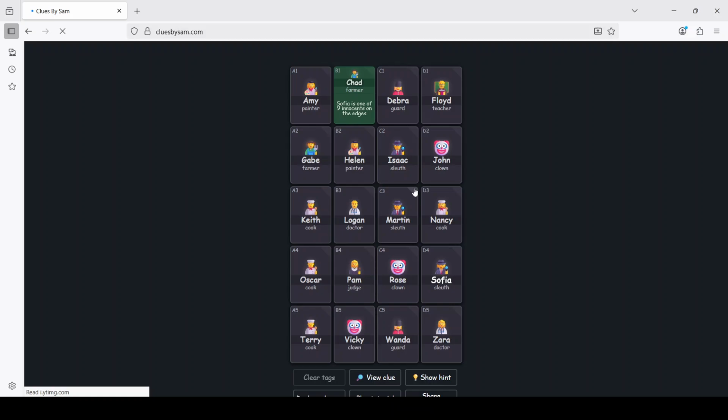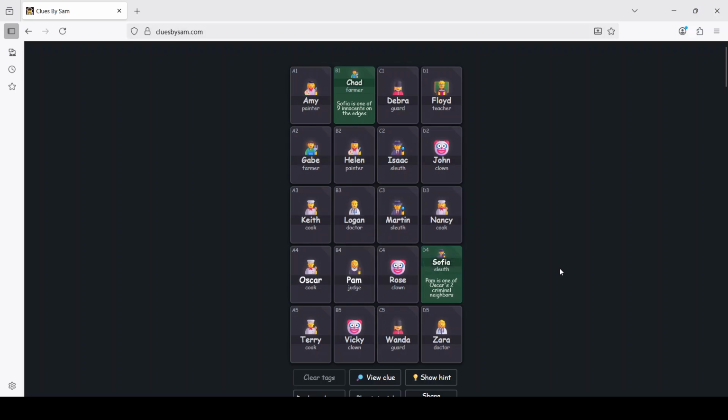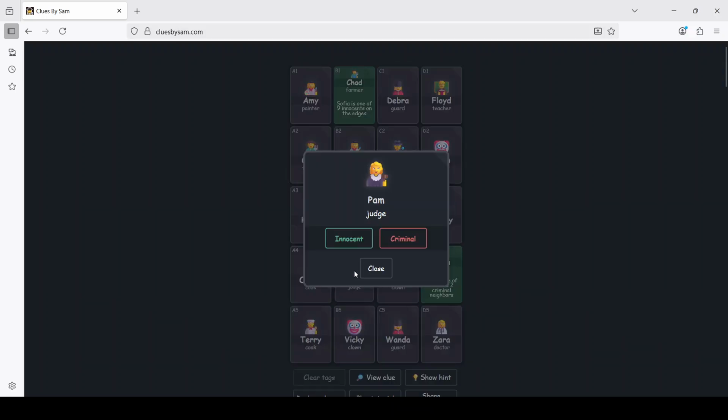I am just going to get us kicked off with the first clue, which is from Chad the Farmer in B1. Sophia is one of 9 innocents on the edges. Sophia is in D4, so let's mark her innocent. She is now telling us Pam is one of Oscar's 2 criminal neighbors. Right, so Pam, the judge in B4, is criminal.